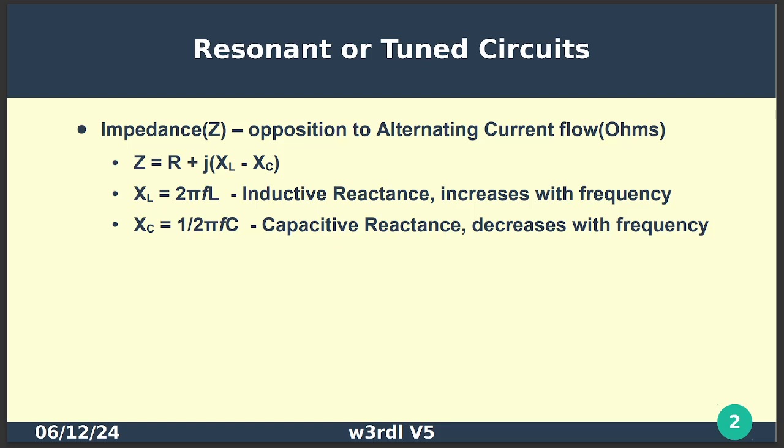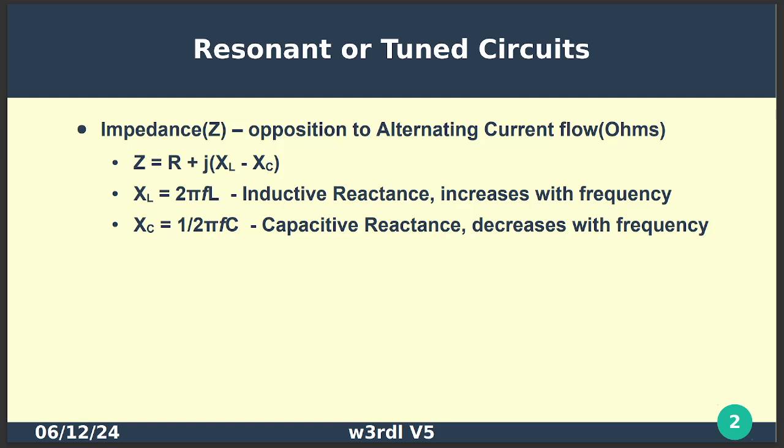Impedance, which is represented by a Z, is opposition to alternating current flow. Now, if you want to get an idea of what it does, remember that resistance is opposition to all types of current flow. But when we talk about impedance, it is resistance, but it only resists alternating current flow. And it is still measured in ohms.